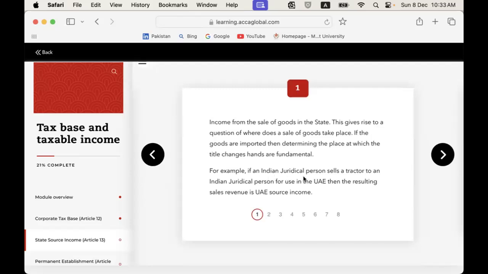For example, if an Indian juridical person sells a tractor to an Indian juridical person for use in the UAE, then the resulting sales revenue is UAE sourced income. So, selling the tractor to an Indian juridical person for use in the UAE is still UAE sourced income.